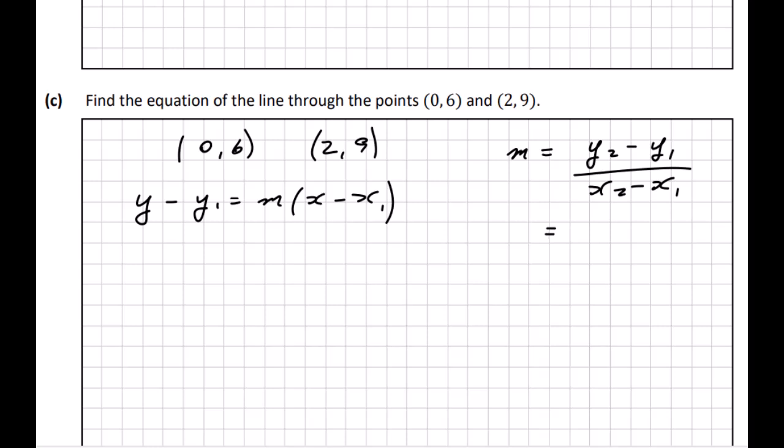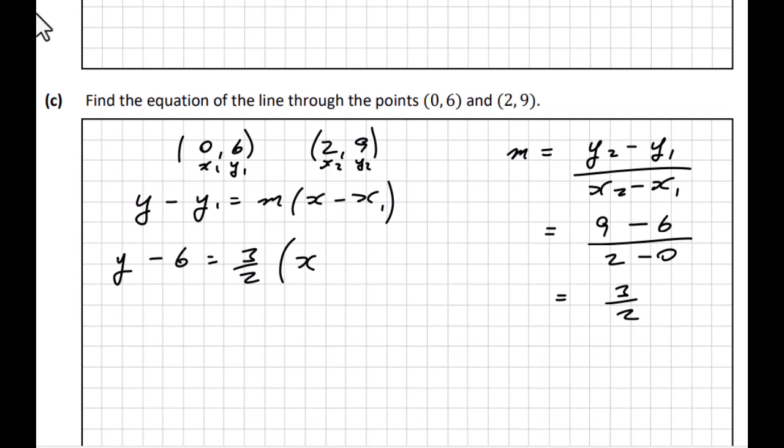So these formulas are in your tables. If I identify these as, let's say, x1, y1, x2, y2, just put them in. So y2 is 9, y1 is 6, x2 is 2, x1 is 0. 9 minus 6, 3 over 2. So that's our slope. So let's put in some values here. I'm going to use x1, y1. I'm going to use 0, 6 as my point. y minus 6 is equal to 3 over 2 times x minus 0. That's the equation of our line.